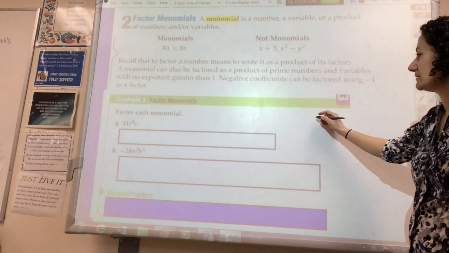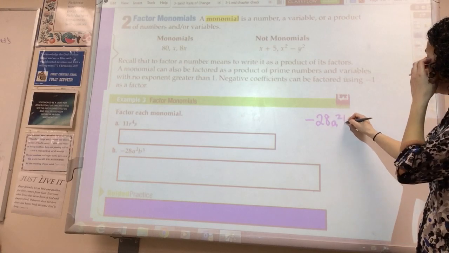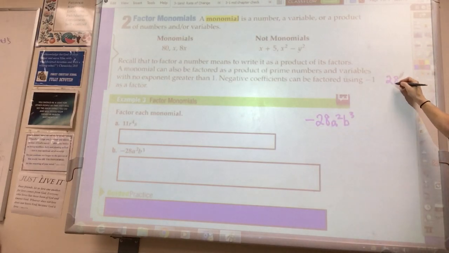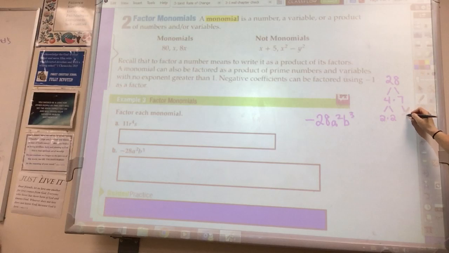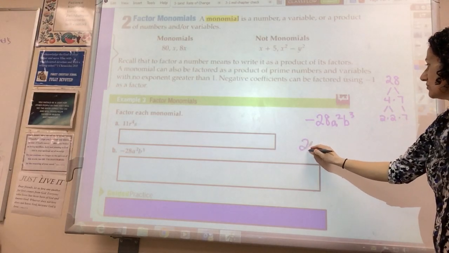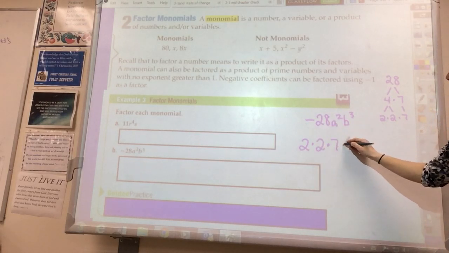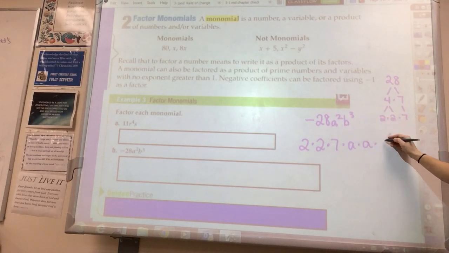Take a look at this one. Make sure you're writing these examples down. Negative 28, a squared b to the 3rd power. First, I'm going to make a factor tree for 28. So I can use 4 times 7, and then 2 times 2 times 7. There's my prime factorization. So I'm going to write that 2 times 2 times 7. Factor out my letters. A times A, there's 2 A's. 3 B's, so 1, 2, 3.